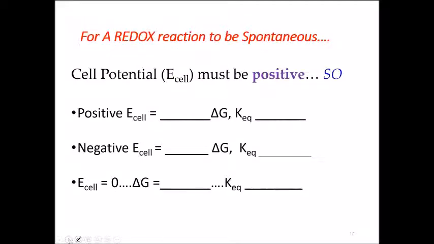Very good. Now let's talk about being spontaneous or thermodynamically favored. This E cell must be positive in order to be thermodynamically favored. So if we have a positive E cell, we know our delta G is going to be negative, because in order to be thermodynamically favored, delta G is negative. And we also know that the Keq is going to be greater than 1, because we're forming products.